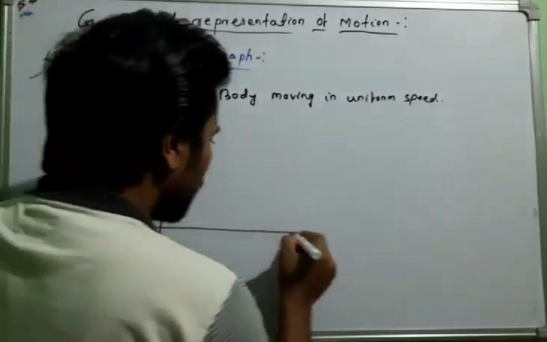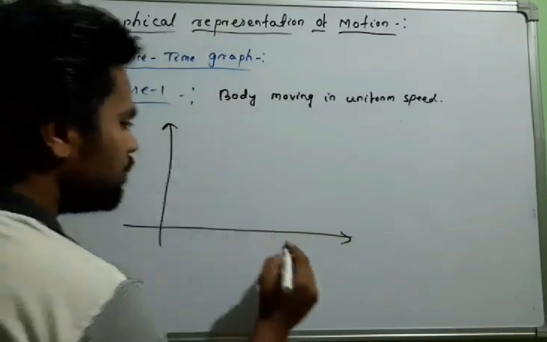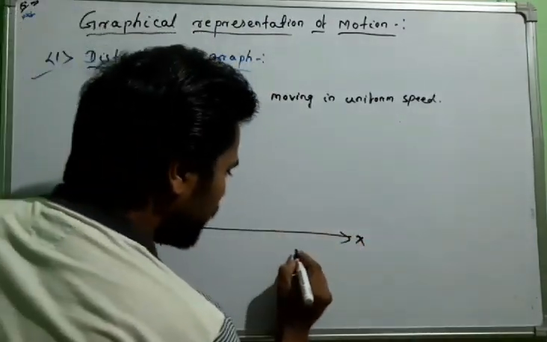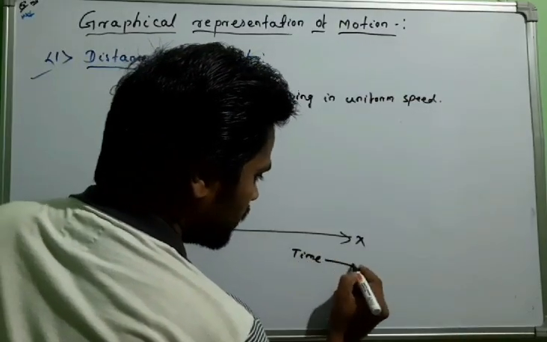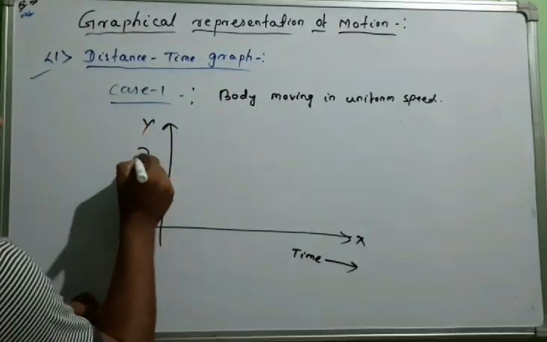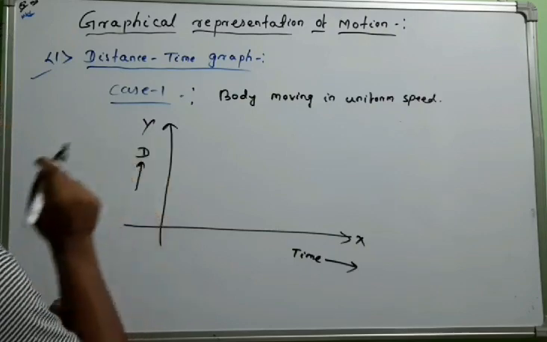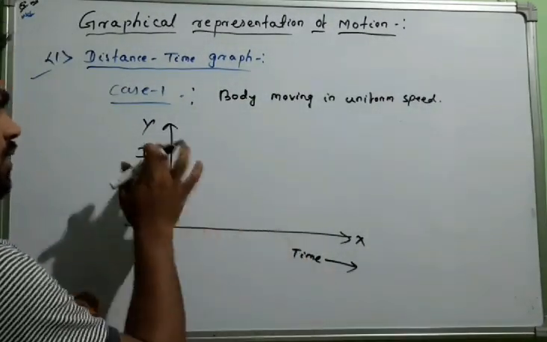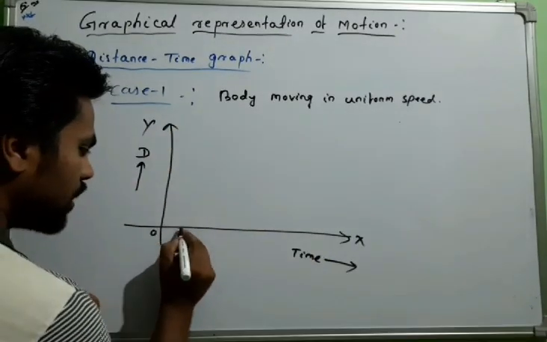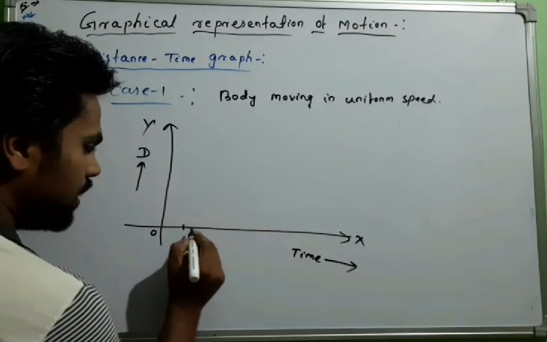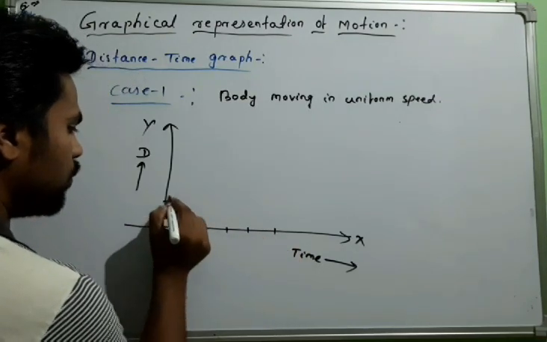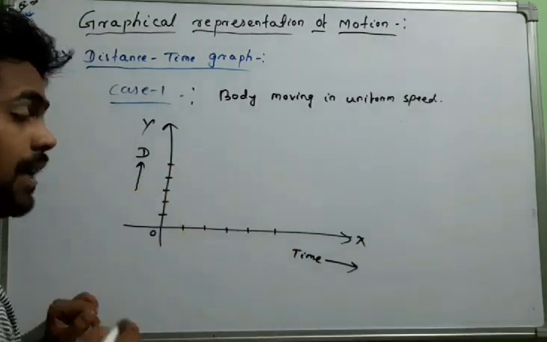So now I will represent it here. I will take time as the x-axis and distance as the y-axis. This is distance, D for distance, T for time. This is the origin, 0. I will write 1 second, 2 second, 3 second, 4 second like this. Here 1 meter, 2 meter, 3 meter, 4 meter, 5 meter like this.